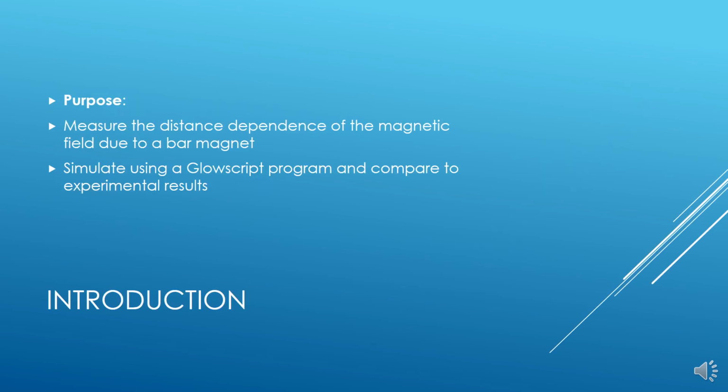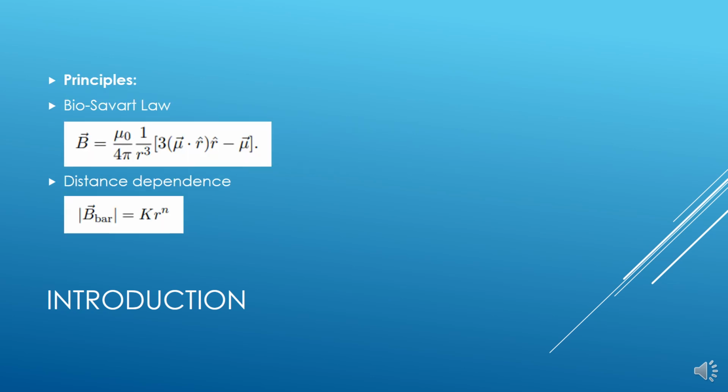The purpose of this lab was to measure the distance dependence of the magnetic field due to a single bar magnet, and then simulate it using a GlowScript code and compare it to the experimental results. The main principles of this lab were the Biot-Savart law, shown here, and the distance dependence, shown here.